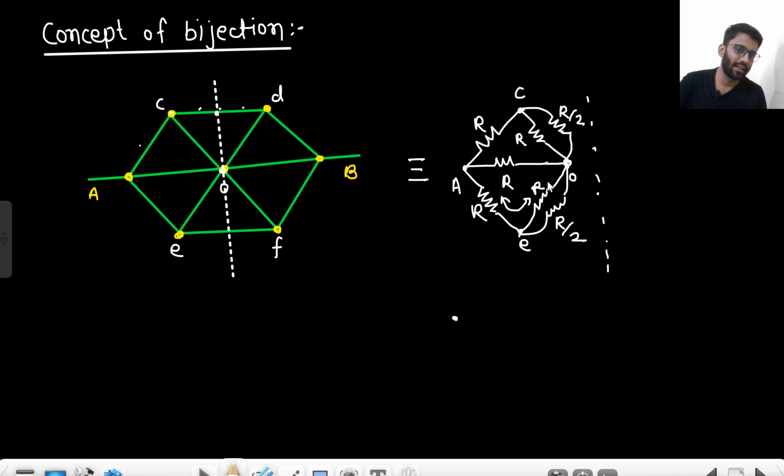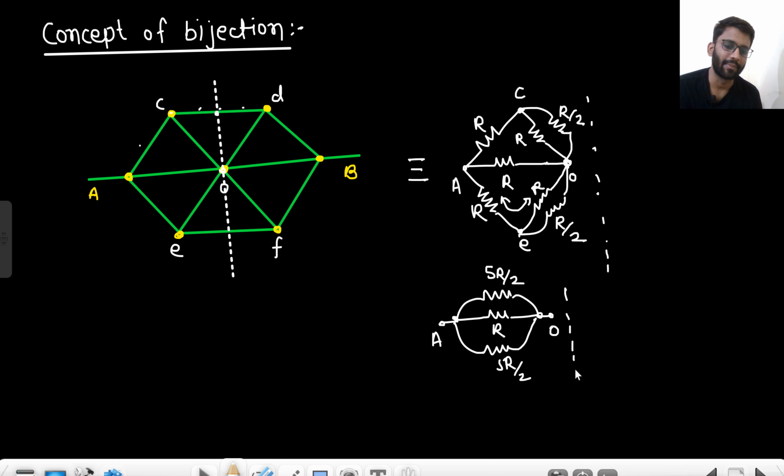Right? This R and R parallel with R by 2 is 3R by 2, then R and 3R by 2 will come in series. So R plus 3R by 2 will be 5R by 2, and a similar thing will happen at the upper side. So this will become 5R by 2. This is R, this is 5R by 2. This is point A, this is point O.